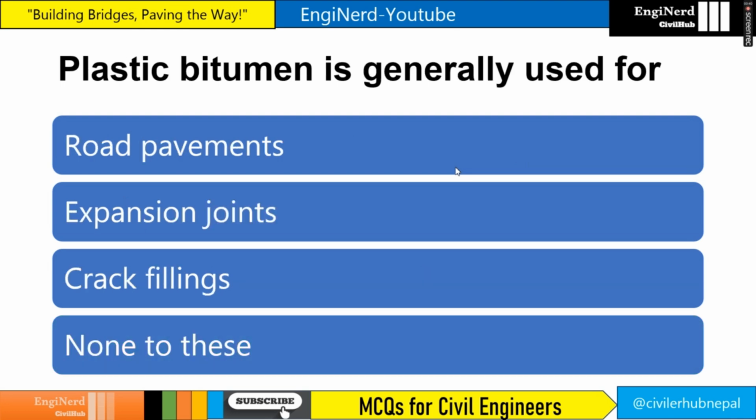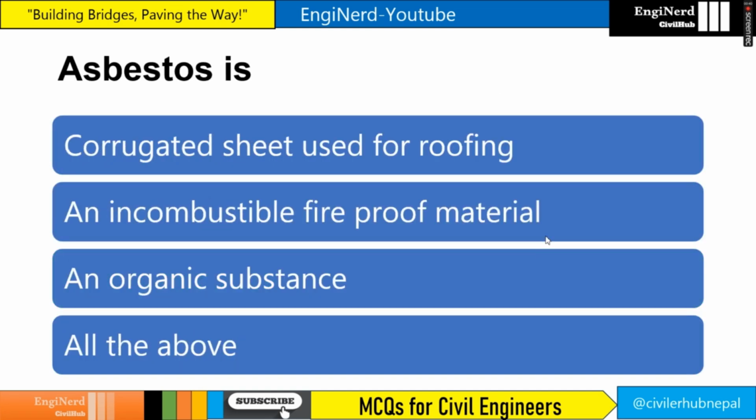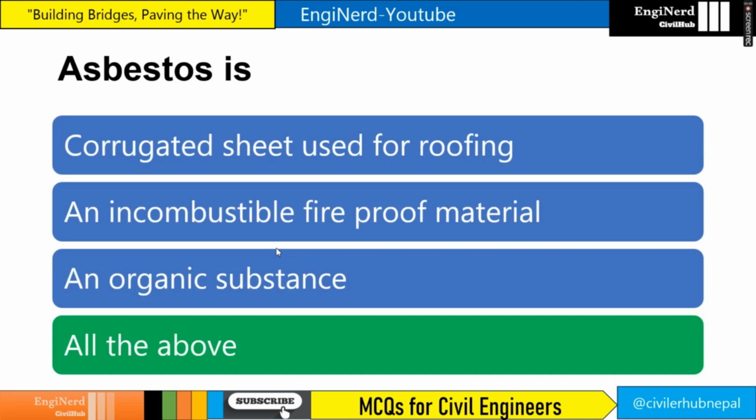Plastic bitumen is generally used for road pavements, expansion joints, crack filling, none of these. So if you see in the plastic bitumen, it is used in filling cracks in masonry structures, right? So the answer is crack filling. Asbestos is corrugated sheet used for roofing, an incombustible fireproof material, an organic substance, and all of the above. The answer is given as all of the above.